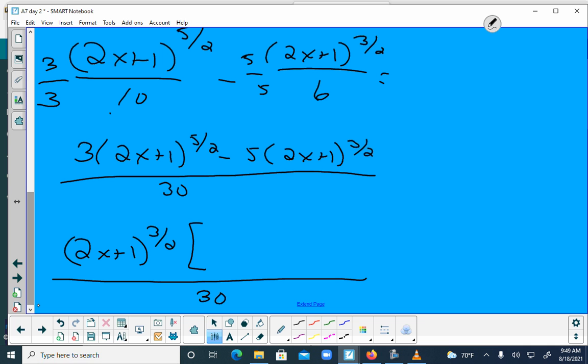What do I have to multiply this by to get this? 3. And then at this point, 2x plus 1 has an exponent of 5 halves. This one has, I factored out 3 halves. So how do I figure out what exponent I have to have on that 2x plus 1, because I didn't factor the whole thing out, right? How do I figure out what the exponent is going to be on that?